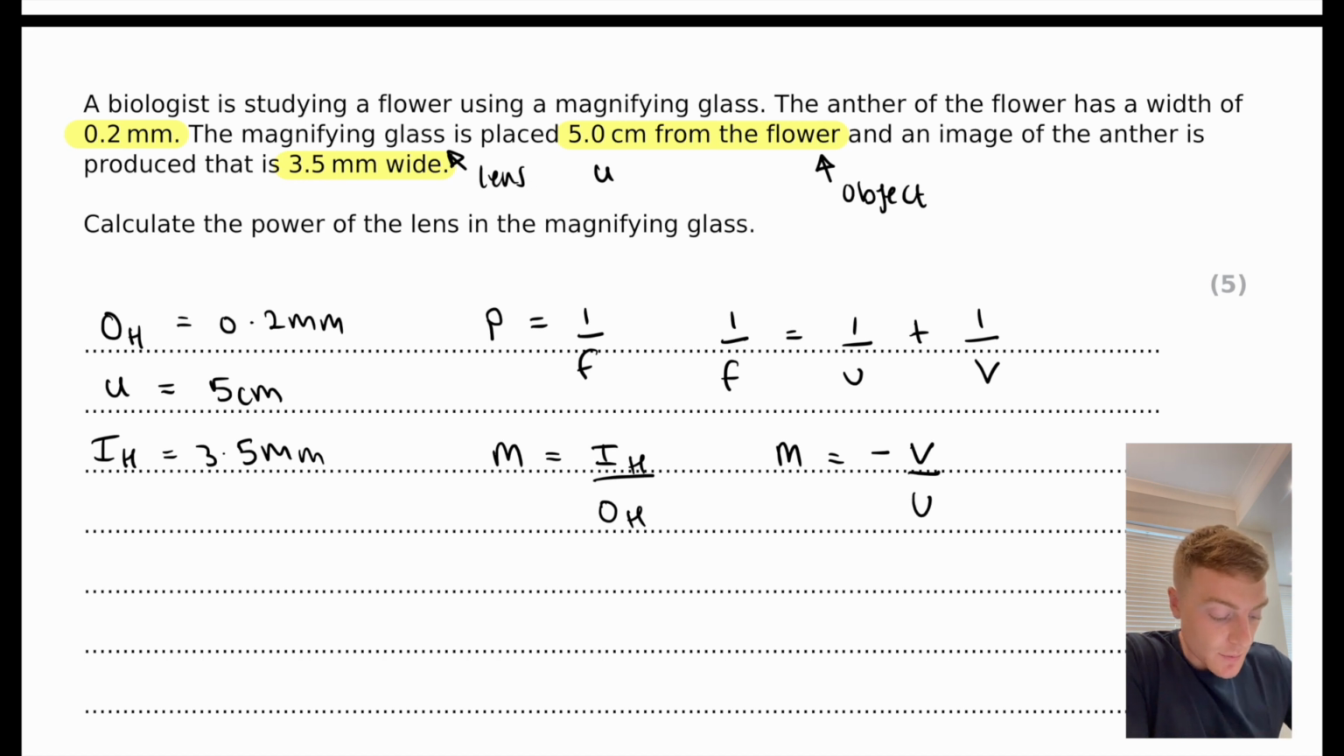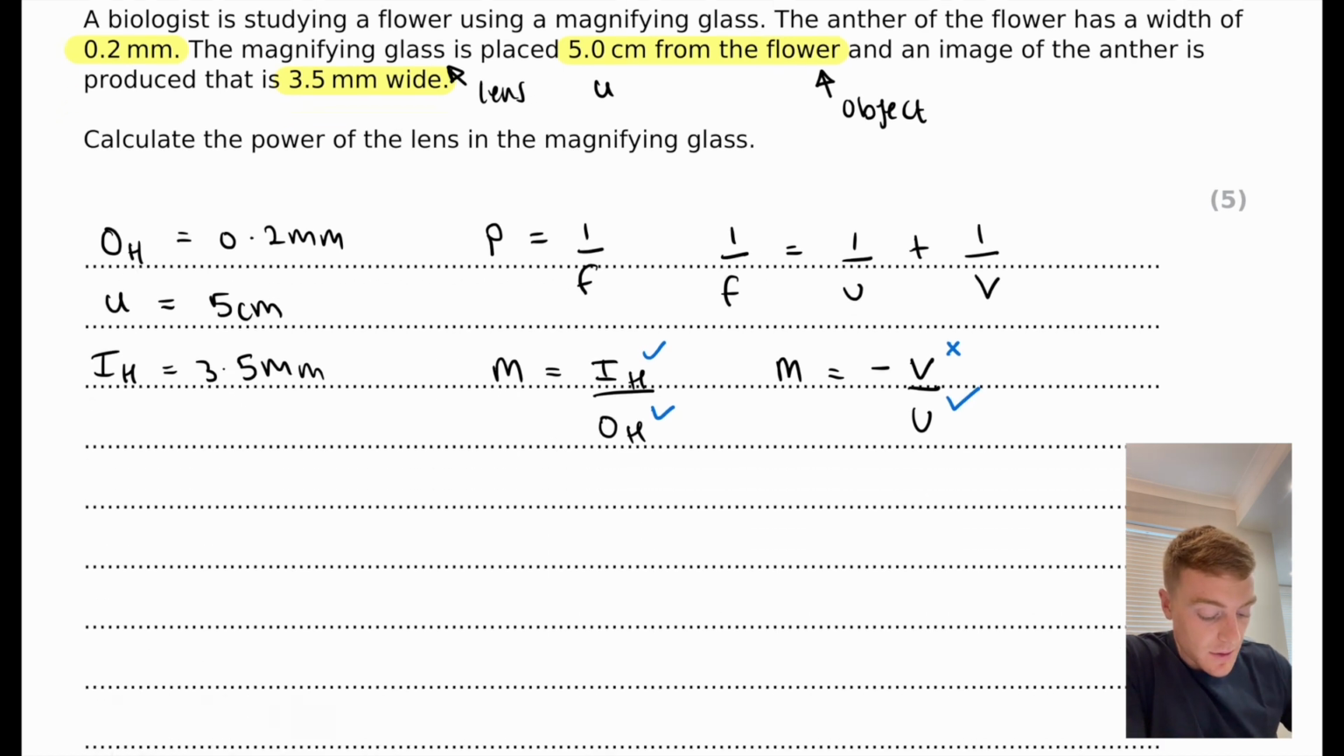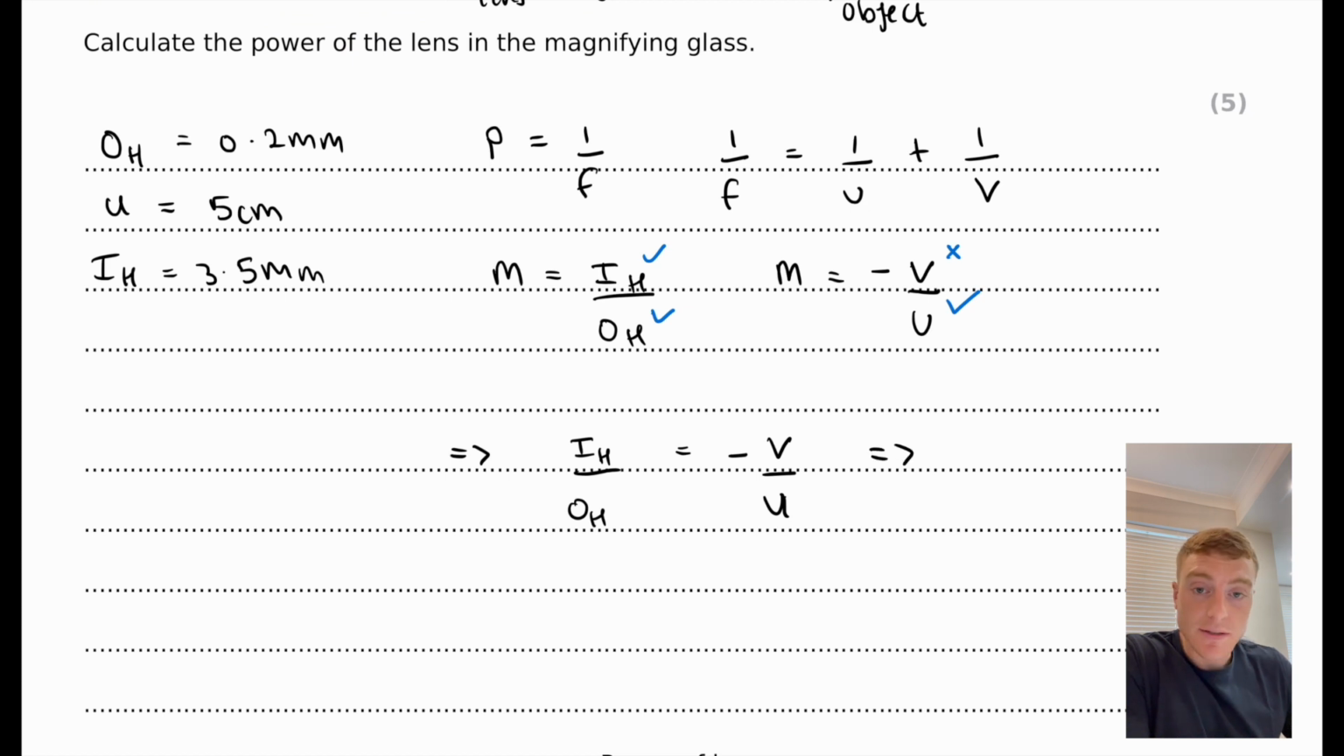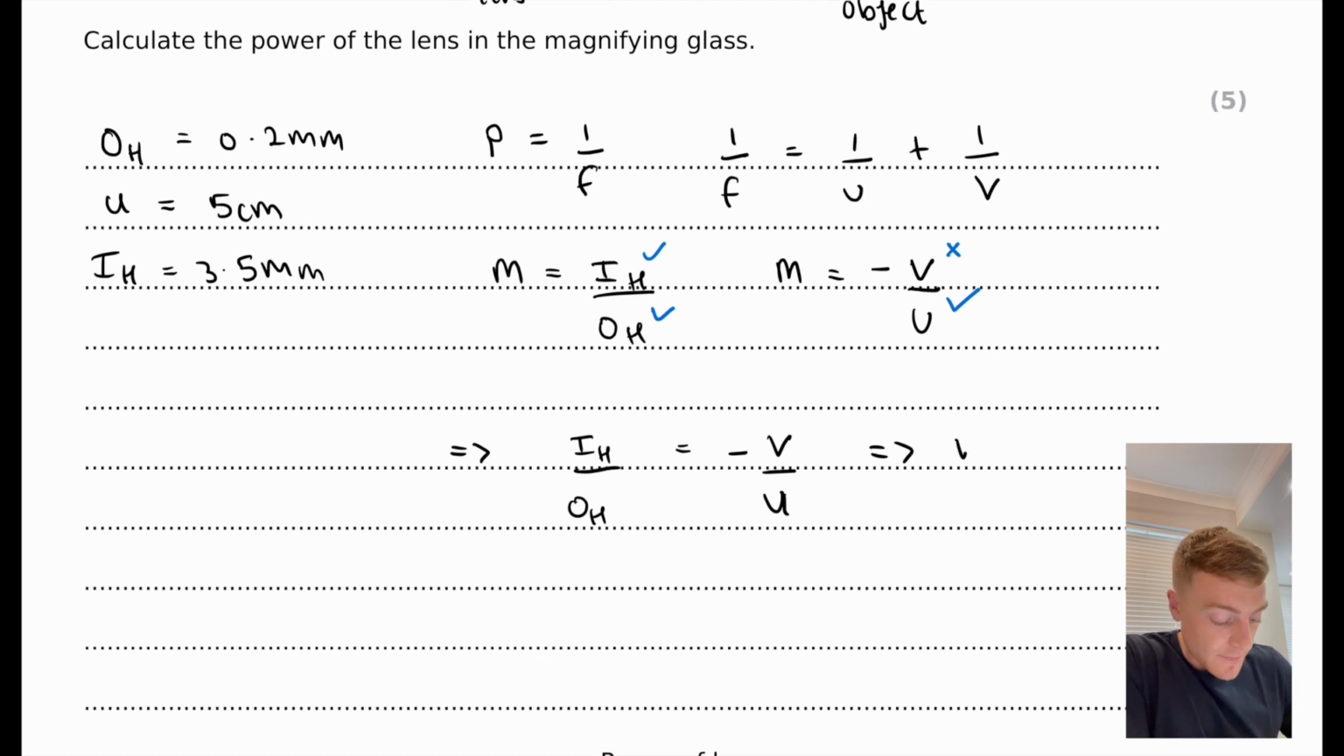Again, the negative sign being important. Okay, well, looking at that, I can see that I've got my image height, I've got my object height. I've not got a V, but I have got a U. So I can use this formula to find V. So if I equate those two things together, this implies that image height over object height is equal to minus V over U. So to find V, if I times by U and divide by minus 1, I get V is equal to image height over object height times by U, and that's all negative. Again, let's not forget our negative signs.